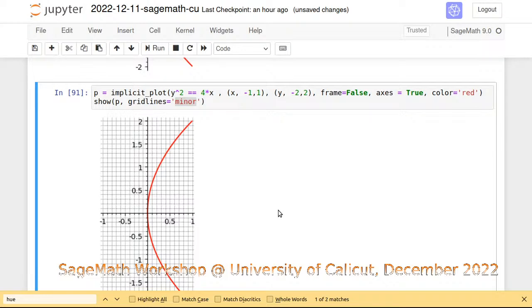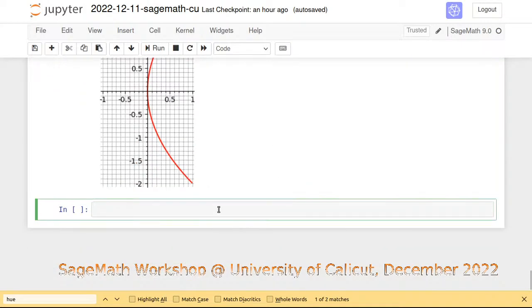For example, suppose that your function is some polynomial kind of function, suppose x square plus 2xy plus y square equal to 1. So how will you recover y from that? In that case, you need to use implicit plot. If you can recover, you can directly use that. Otherwise, you need to use implicit plot.